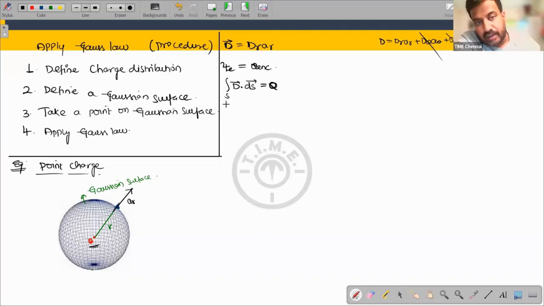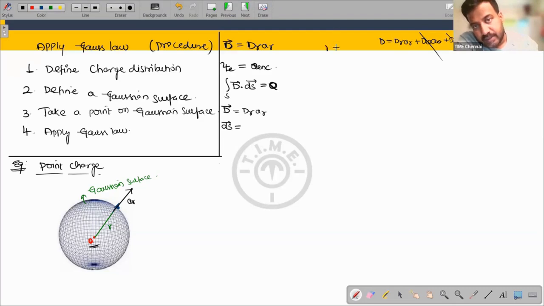I want to find the LHS. For that, I am finding D. We know D is Dr ar. I need to find this Dr, so that later on we can substitute that. DS, D is Dr ar, as you know.